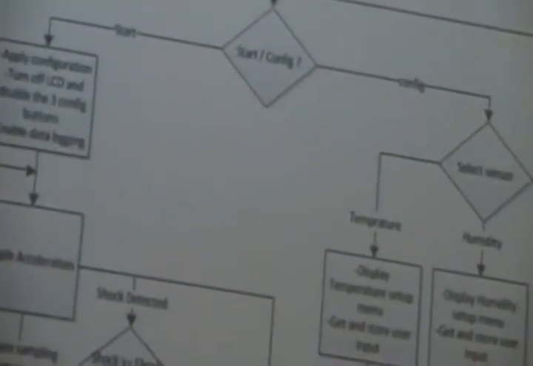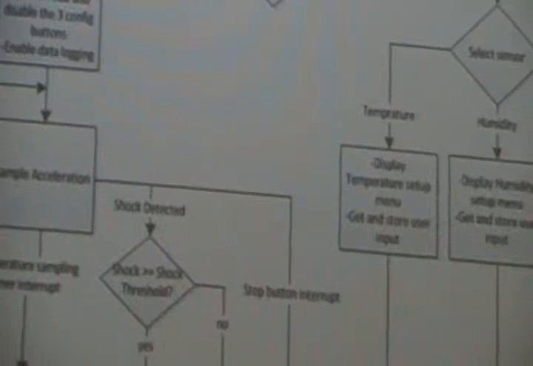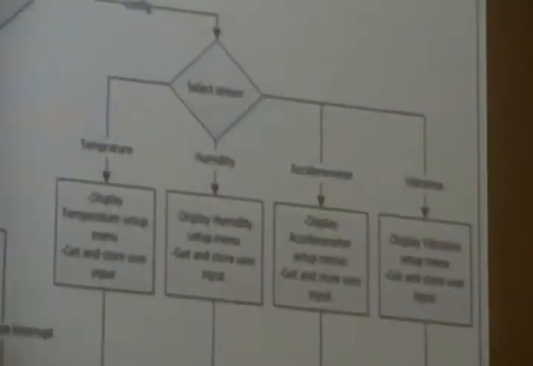Once the user is done setting and presses start, the microcontroller applies the configuration and then continuously samples acceleration and looks for shock, orientation, and vibration to be more than the set threshold. And timer interrupts can happen to sample either humidity or temperature according to the sampling rate set by the user. And finally, when the user presses the stop button, it goes back to the start and config menu.